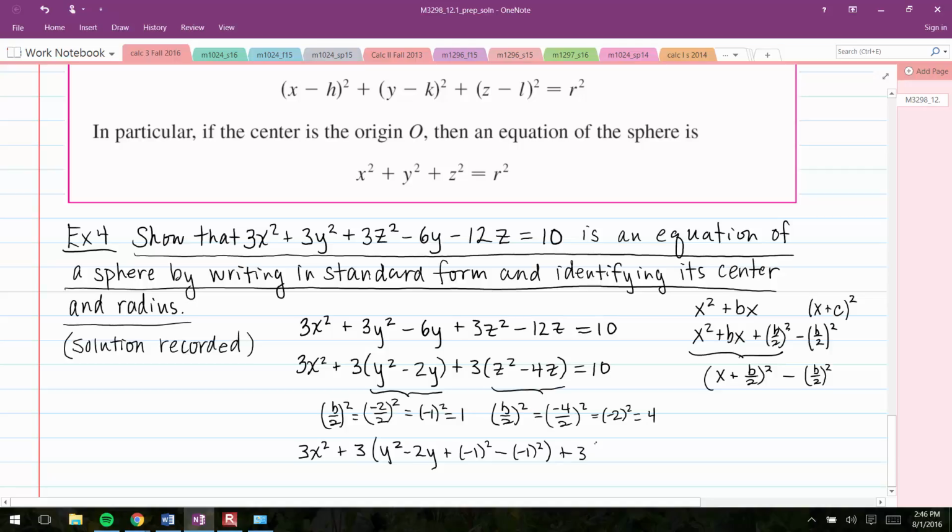Doing that for the z stuff, we got 3 parentheses, and then we got z squared minus 4z, and then we're going to add negative 2 squared. I'm just going to write minus 4 here to show that style. Then finally equals 10.